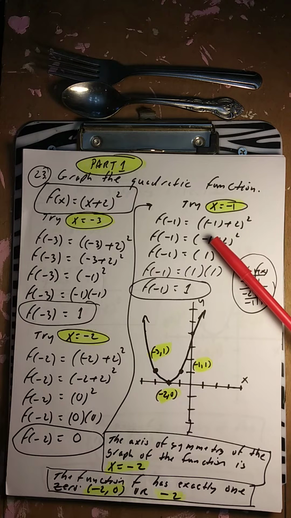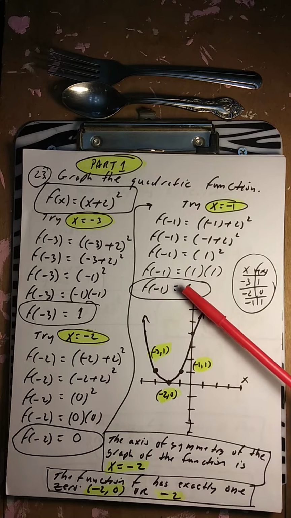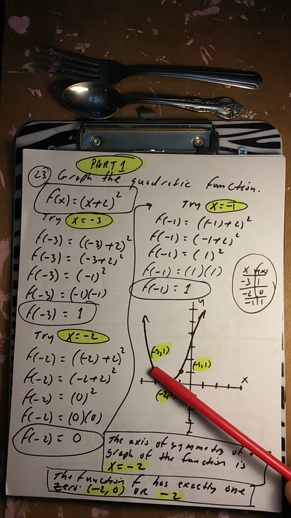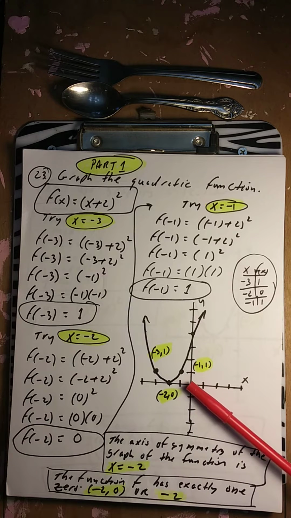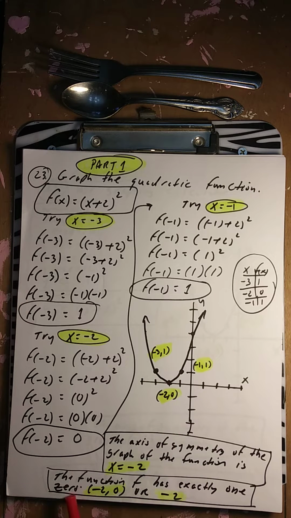Put a negative 1 in there. Negative 1 plus 2 is 1. 1 times 1 is 1. So f of negative 1 is 1. We have 3 points. Put the points in there: negative 3, 1; negative 2, 0; and negative 1, 1. Connect the dots. And there's the graph. The axis of symmetry of the graph is x equals negative 2, right here in the middle. And the function is exactly at negative 2, 0 right there.